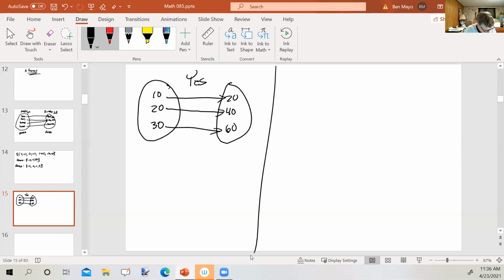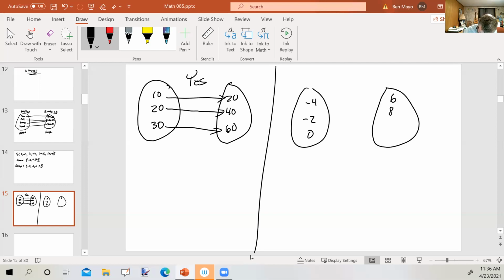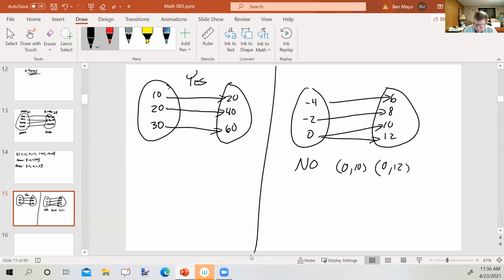Now let's take a look at another example. -4, 2, 0, 0. In all these examples, the inputs are on the left, the outputs on the right. And then we've got 6, 8, 10, and 12. -4 goes to 6, 2 goes to 8, 0 goes to 10, and 0 goes to 12. Is this a function? No, it's not. Give examples to show that it's not. Well, 0 goes to 10, but 0 also goes to 12. One input has more than one output. That's like one person with 2 birthdays. So this is not a function.